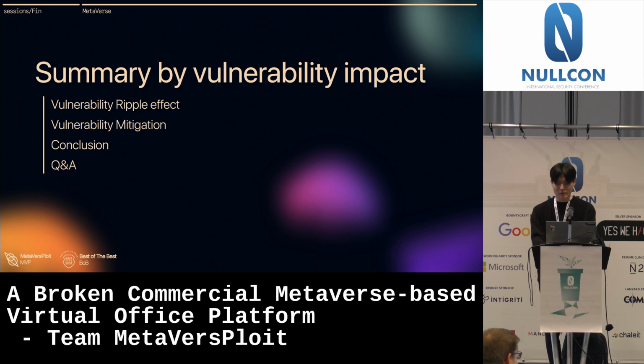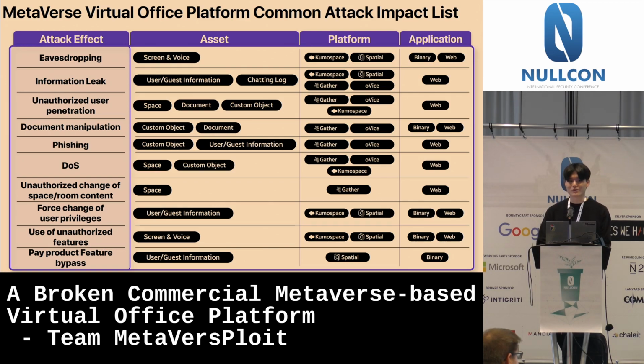Okay, now I will present the summary of the vulnerability impact. Let's take a look at the table categorized based on the attack effect we have compiled. This was not my part, so if this is not smooth, please understand. For each attack effect, we have shown assets, platform, and application, and we have inserted resources that may be affected. Representative properties include screen and voice, user guest information, chatting log, custom object, document, etc. The application field includes both binary and web, or one of the two.